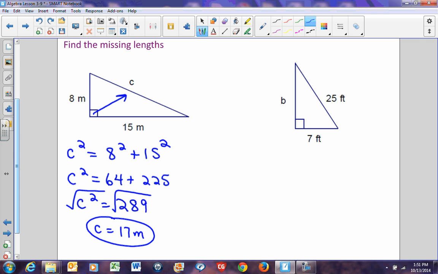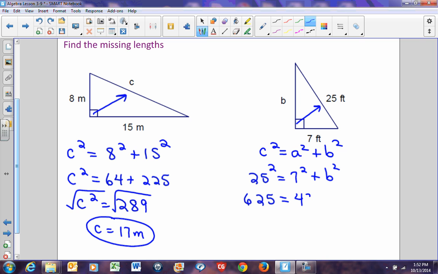Now you won't always be looking for the hypotenuse. In this particular problem, in the second one over here, the side opposite the right angle is 25. So if we were to set this problem up, if C squared equals A squared plus B squared, C in this case is 25, so we have 25 squared equals 7 squared plus B squared. 25 squared is 625, if you don't know that, stick it on your calculator. 7 squared is 49 plus B squared. We need to solve for B. In order to solve for B, we first have to get B squared all by itself. To do that, we'll subtract 49 from both sides of the equation.